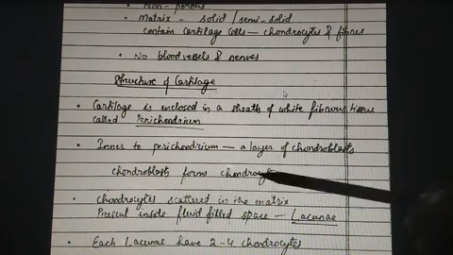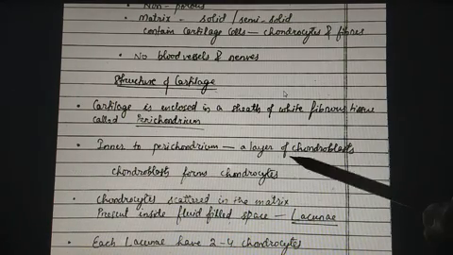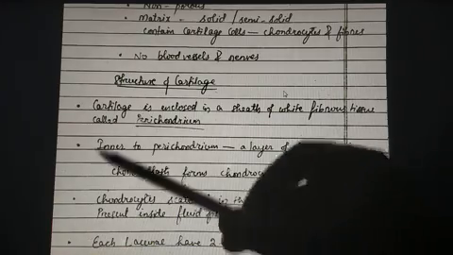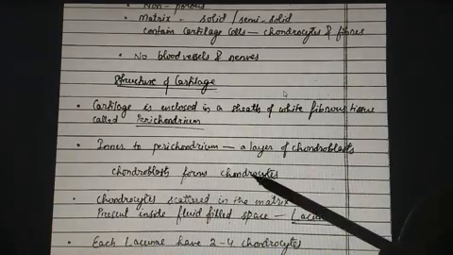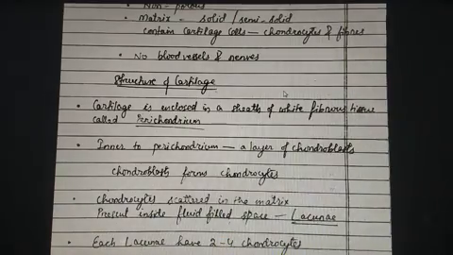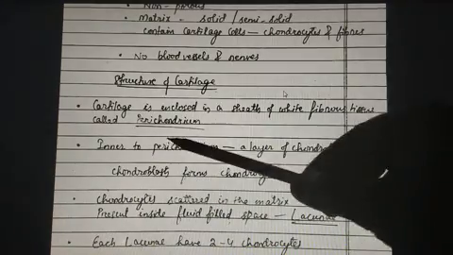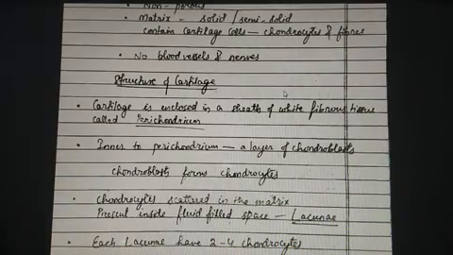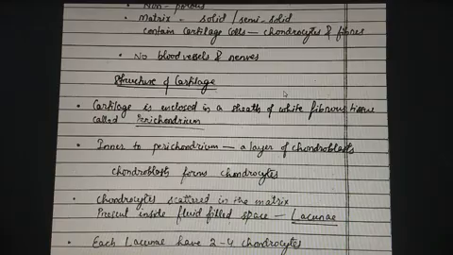Inner to perichondrium, there is a layer of cells which is called chondroblast. What is the function of chondroblast? Chondroblasts produce chondrocytes. Chondrocytes are cartilage cells. So chondrocytes are formed from chondroblast. Where are they present? They are present just below the perichondrium, the covering of the cartilage. Chondrocytes are scattered in the matrix.